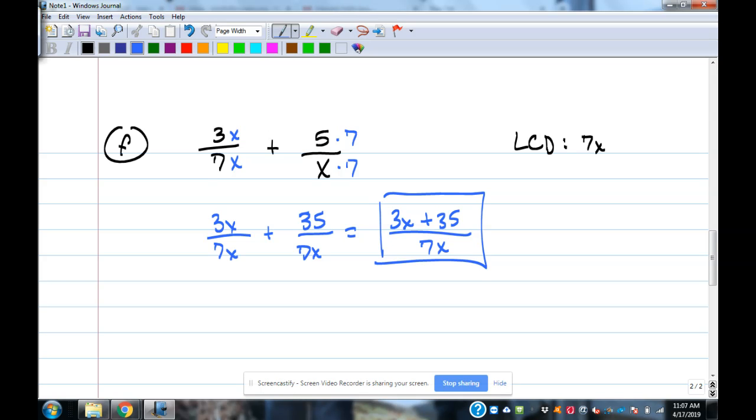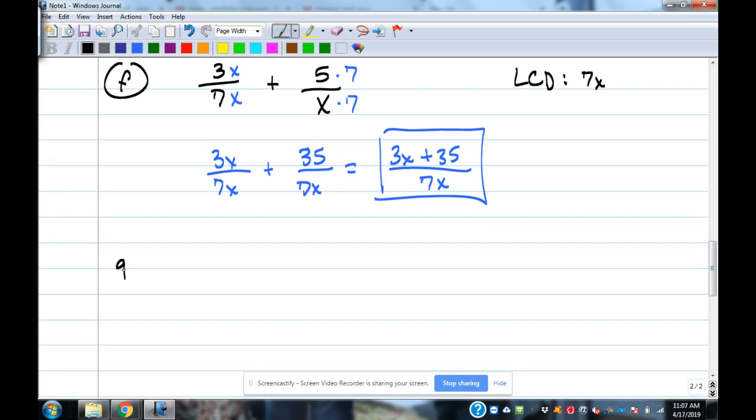All right. Let's look at one that's a little more fun. 8 over x parentheses x plus 2, plus 9 over x. All right. Definitely not the same denominator, but it's close. What do they have in common? X. They have a shared piece.